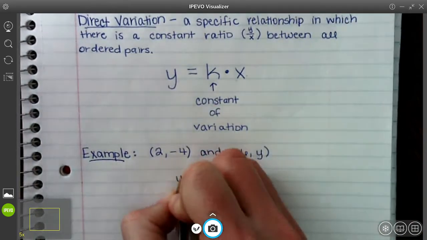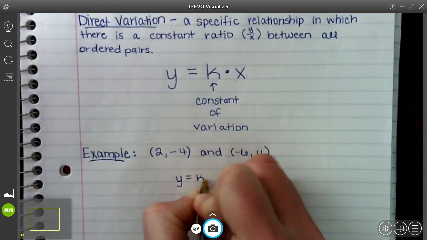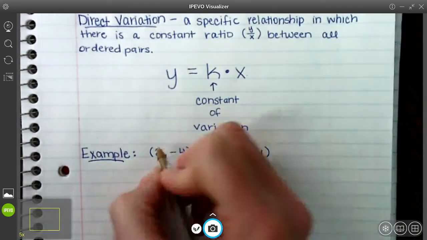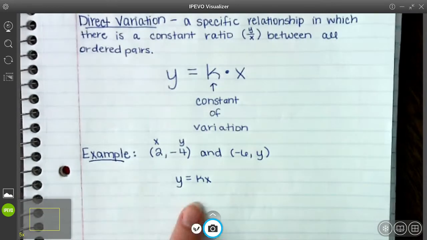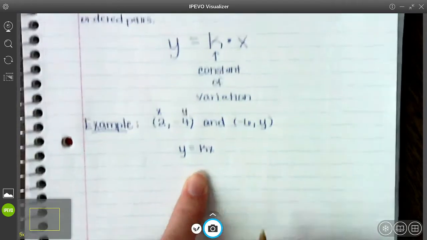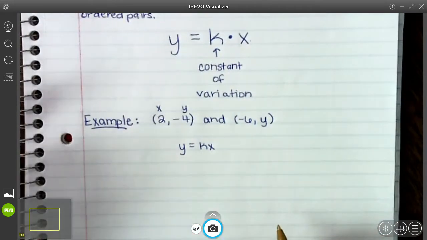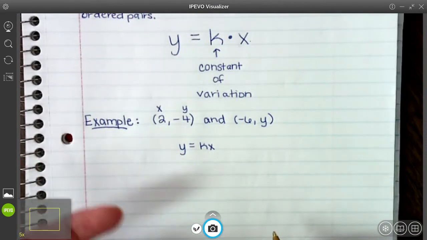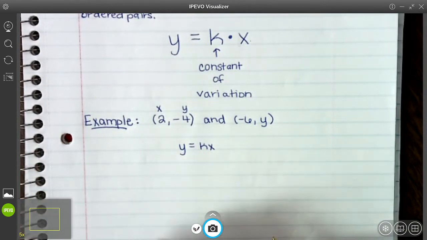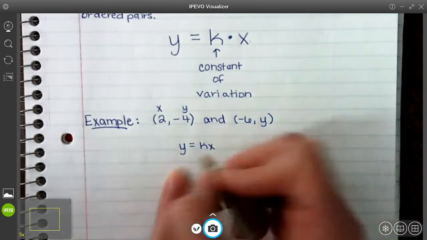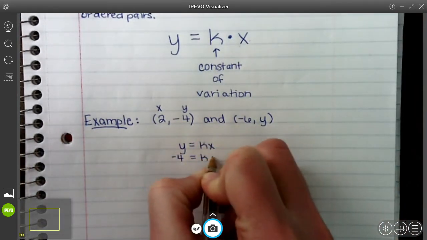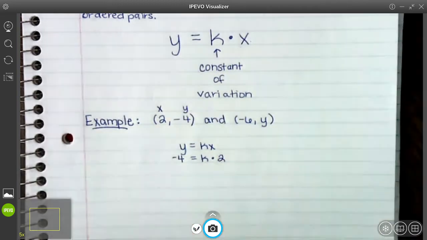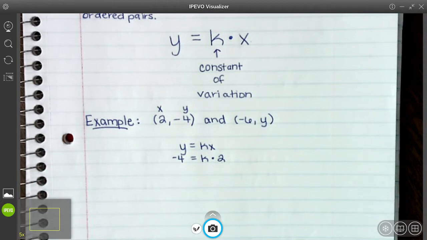So if I have y equals kx, then I'm going to use this first point that actually has an x and a y, and substitute that in there, because we first would need to find that constant of variation. That's a number in our function. So I'm going to put -4 in the y spot and a 2 in the x spot. How could we find k on that? What would we do?